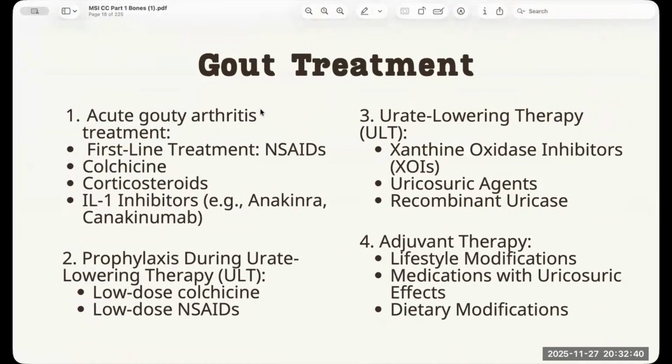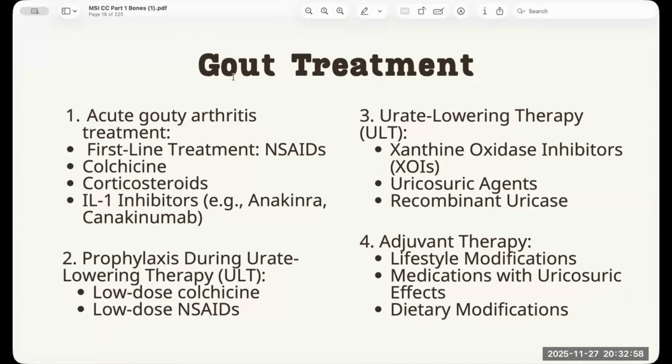And here's the treatment. Now, for the treatment, I'm not going to go in depth because there will be a crash course, an MSI crash course for all pharma. So you'll find out that throughout this whole crash course, I'm not going to be really focusing on treatments and pharma as much because there will be a separate crash course for that.